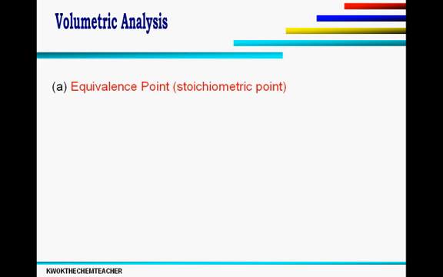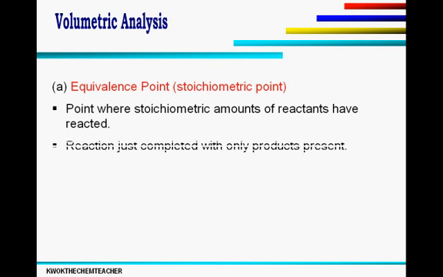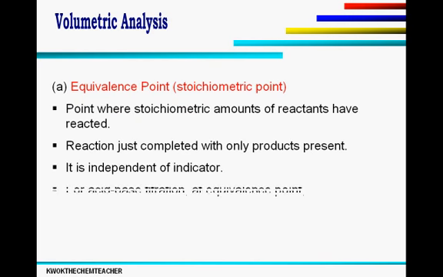The first definition that I would like to share with you is the equivalence point, also known as the stoichiometric point. It is the point where the stoichiometric amounts of the reactants have reacted. The reaction will have just completed and only the products will be present. This point is independent of the indicator that you have used.